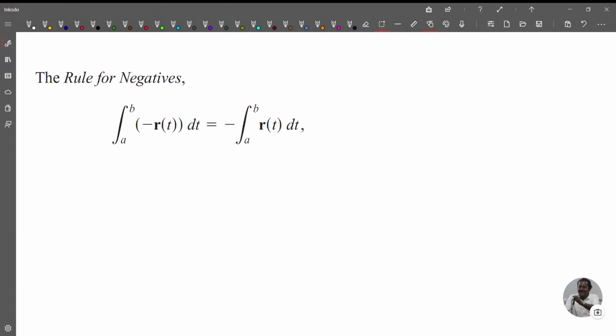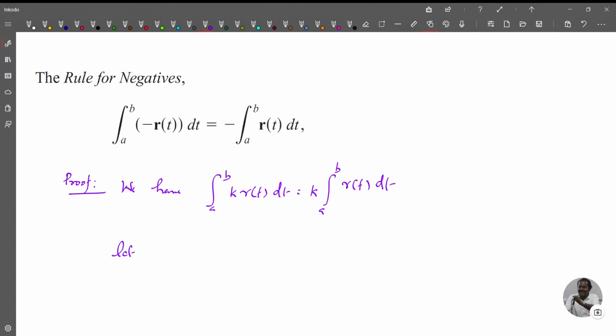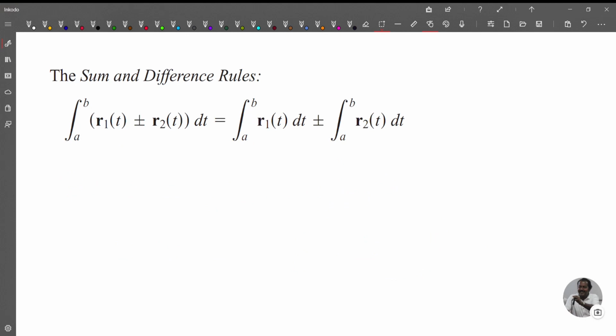Now we discuss the rule of negatives. Now integral a to b k r of t dt equal to k times integral a to b r of t dt. So let k equal to minus 1, we get integral a to b minus r of t dt equal to minus integral a to b r of t dt. The sum and difference rules. We prove the sum rule and the difference rule is a homework for you.